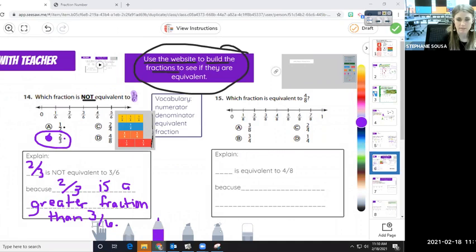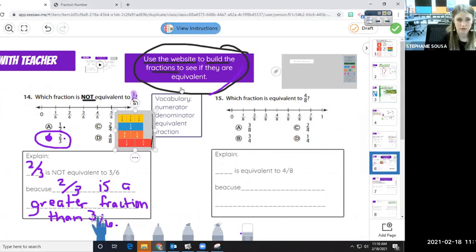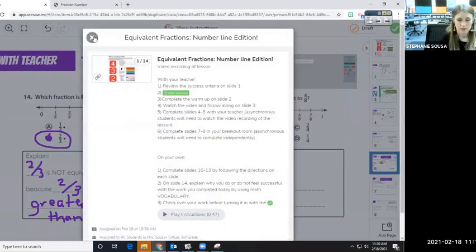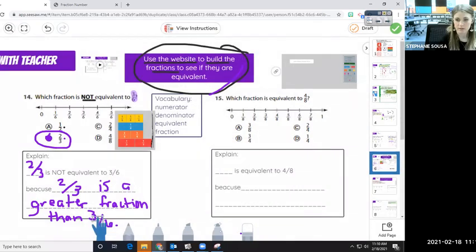Yes, Aiden Hampton. I joined late, so what are we doing? Welcome. We are on a math assignment that is titled Equivalent Fractions Number Line Addition. It's right at the top of your seesaw. You'll just need to join in where we are, and you'll have to watch the video recording to catch up later, okay?